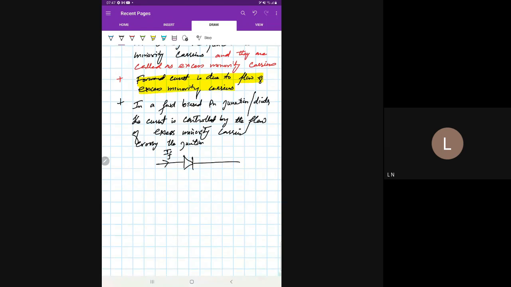Okay, so that was all about how the current flows through the forward biased PN junction. Now, there is something known as cut-in voltage, which is referred to as V of gamma. It is also known as offset voltage. It is also known as knee voltage, referred to as V of K, or it is also referred to as threshold voltage.